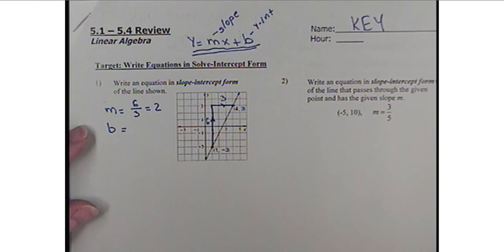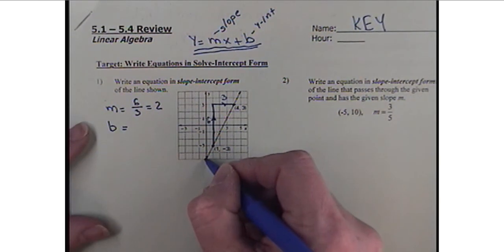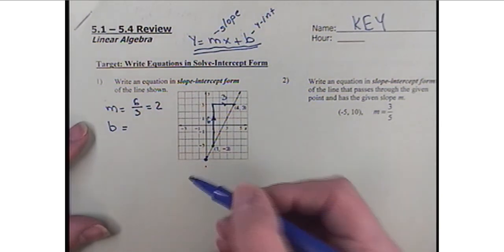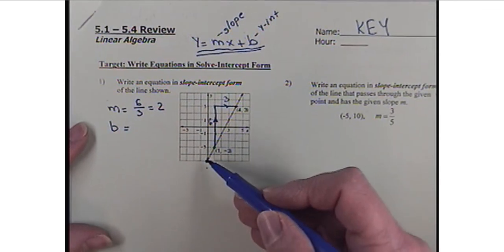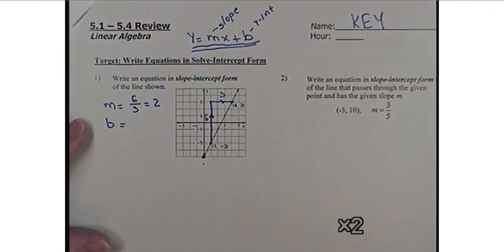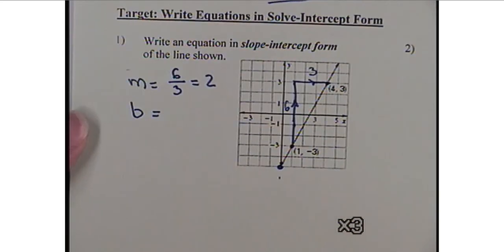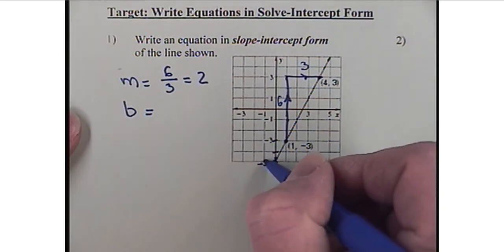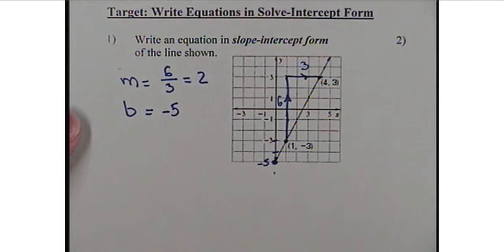What about y-intercept? Well, y-intercept is always the point in the graph where the line crosses the y-axis. And the line crosses the y-axis exactly at this point right here. So if we take a little bit closer look, you will see that we have -3, -4, so that will be -5, which means my y-intercept is -5.